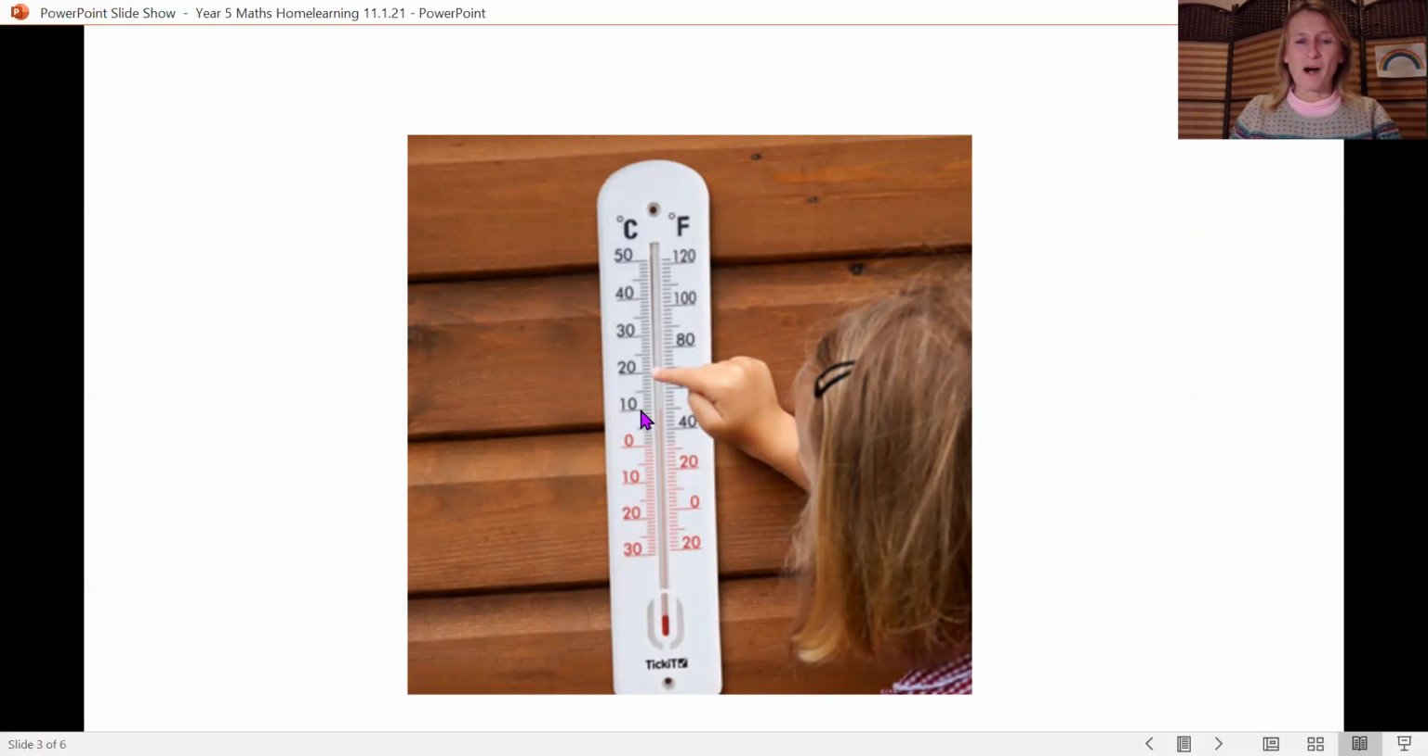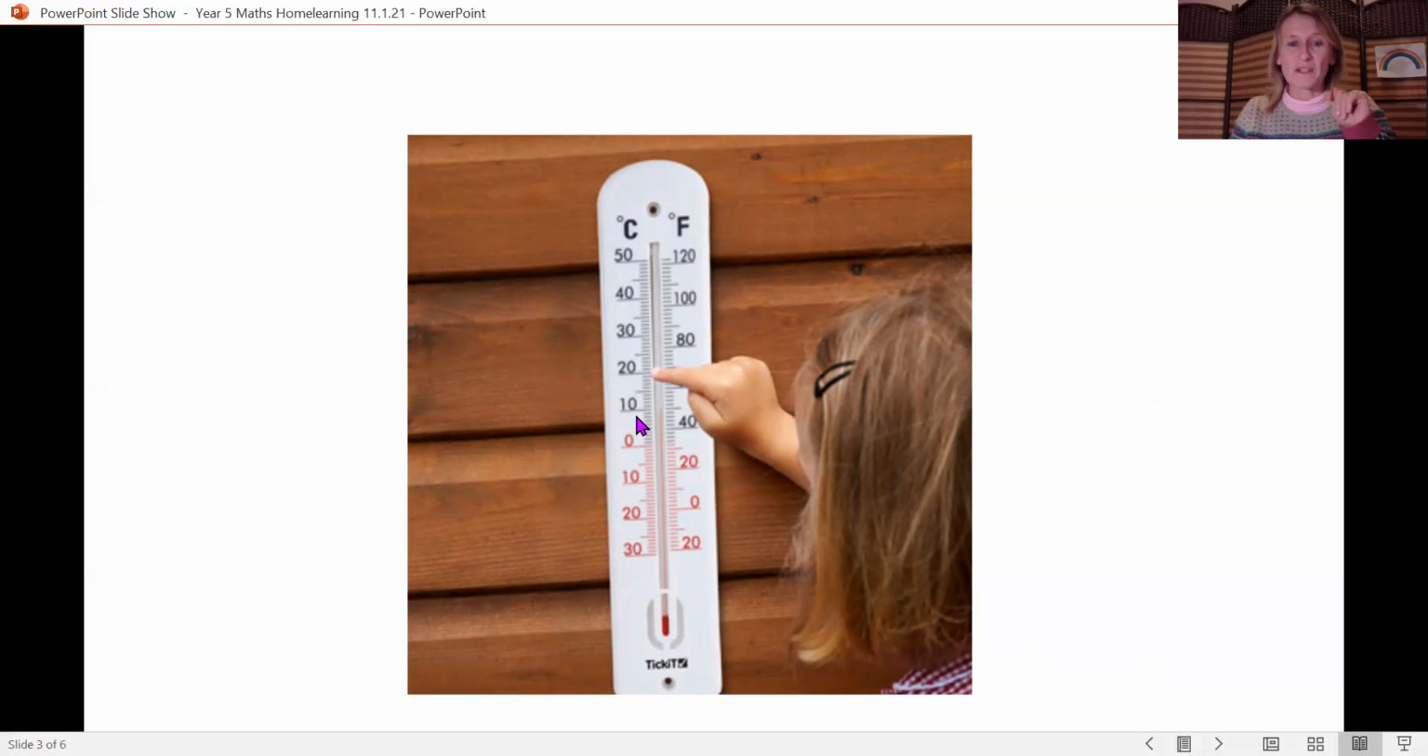The black marks here are when it gets above freezing. When it hits zero, that's when water freezes and goes hard. And we know all about that at the moment because we've got lots of icy puddles. So zero is what we call freezing point, and it's when water freezes at that temperature.